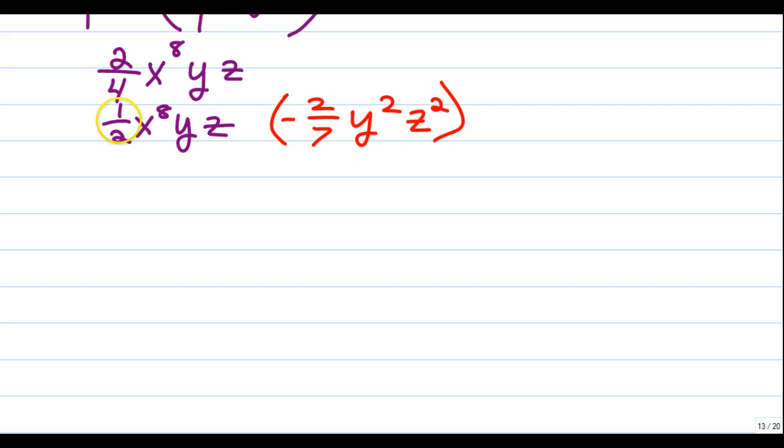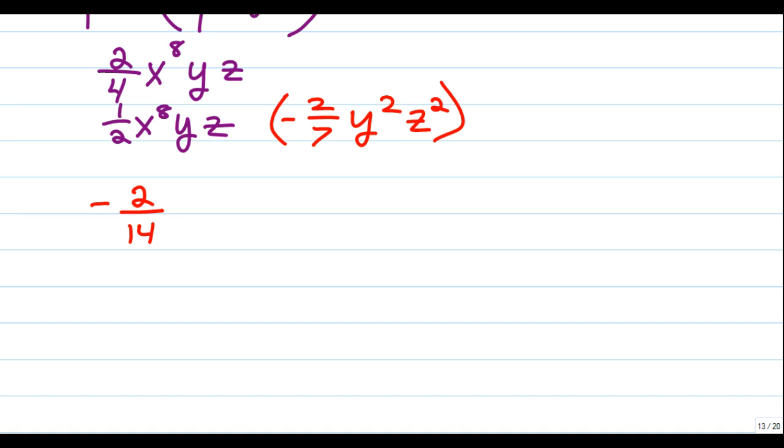Now I'm going to multiply this 1/2 to this -2/7. So 1 times 2 is going to create a 2. 2 times a 7 creates a 14. Now I had a negative in here, so I don't want to lose that. I'm going to bring it back in.